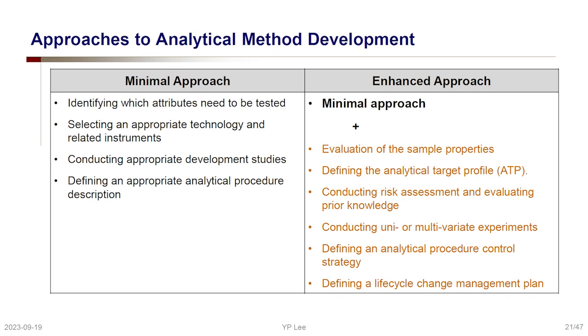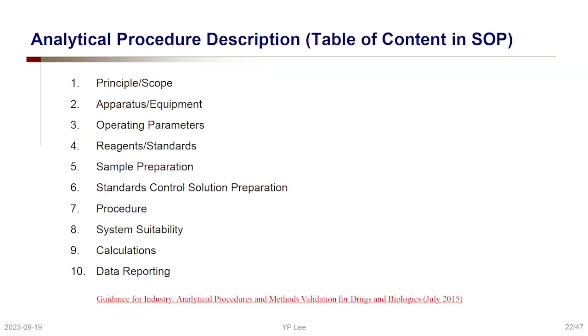The ICH guideline described a minimal approach in the past, but with the Q14, we have the enhanced approach. So we implement the minimal approach and also the enhanced approach, which includes evaluation of the sample properties, defining the ATP, conducting risk assessment, performing DOE, the multivariate experiment, and also conducting validation and doing the life cycle management. So this is the more new trend. And the table of contents in the company's SOP, I believe they will be well established. And this is the example provided by the FDA.